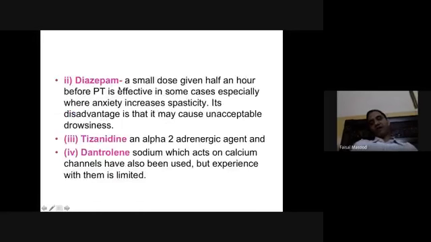Diazepam, given as a small dose half an hour before physiotherapy, is a very good muscle relaxant. But the dose should be very low as it is also sedative and hypnotic. Overdosing can lead to respiratory depression.